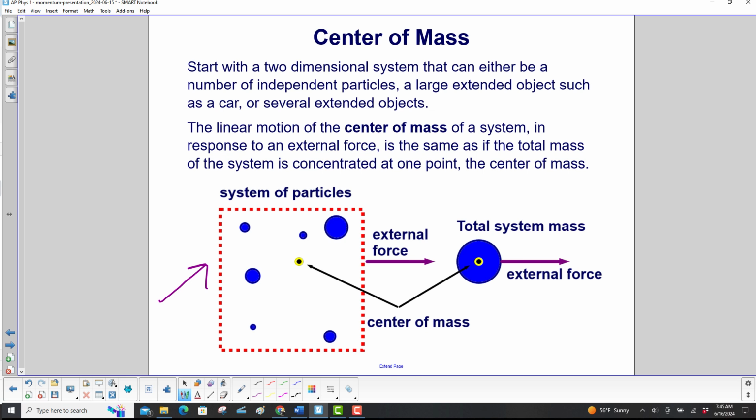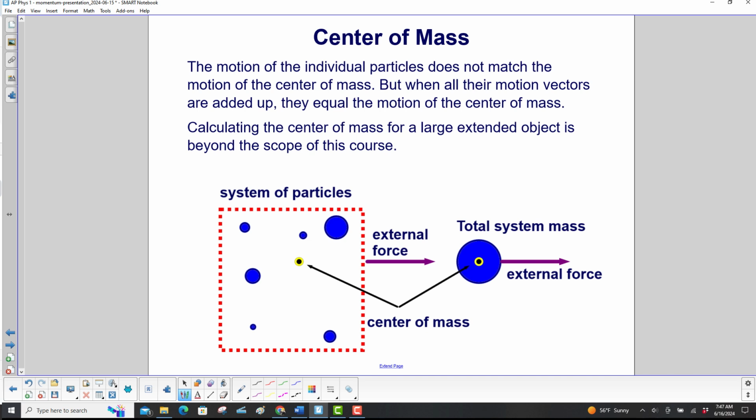The linear motion of the center of mass of a system in response to an external force is the same as if the total mass of the system is concentrated at one point, which is the center of mass. So here we have an external force on this system of particles. We have the same external force over here. And what is that? That's our center of mass. Right here is the center of mass of all these different particles. So we put that over here, and we consider that the total mass of all the objects is this symbol right here. You add all these together, and this force and this force are the same, and this object here acts just like that entire system.